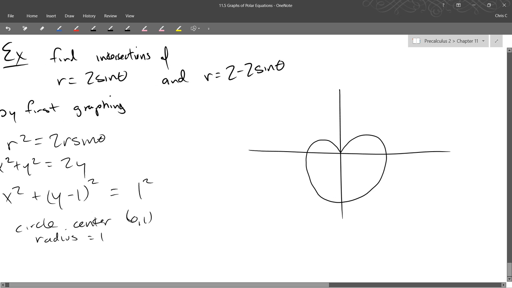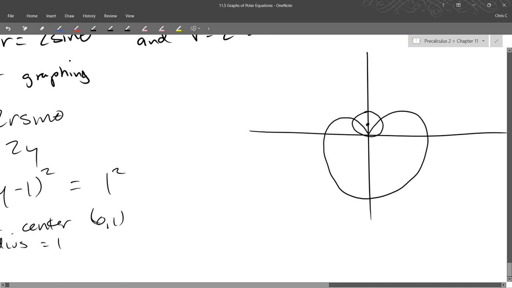Is that how the graph looks? Not for the circle. Anybody graph the second equation? 2 minus 2 sine theta? All right, I think that's how it looks. Now the circle's easy. Y1. So I think they're going to look like that.